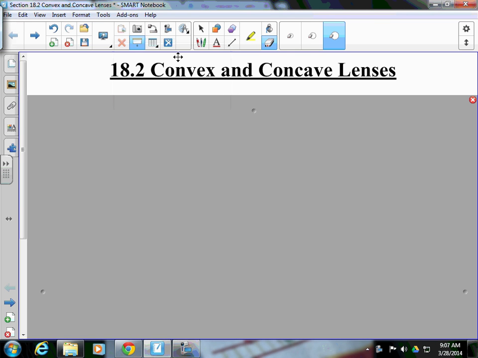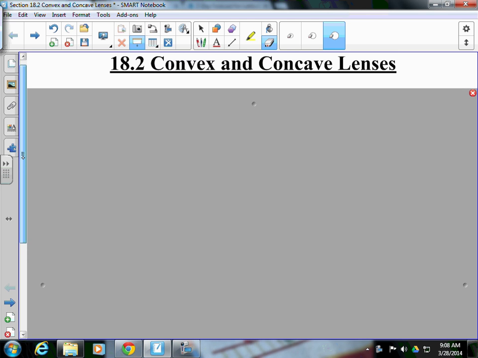18.2 Convex and Concave Lenses. The last section in Chapter 18. We'll have a test on Chapter 7 and 18 in a couple of days, so be ready to rock and roll. We have focused on convex and concave mirrors, and now we're focused on lenses. And really, what's the difference?